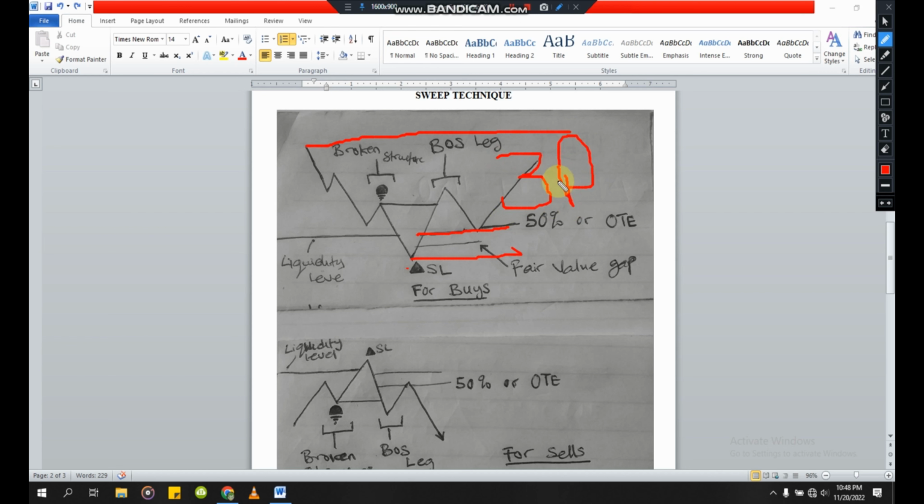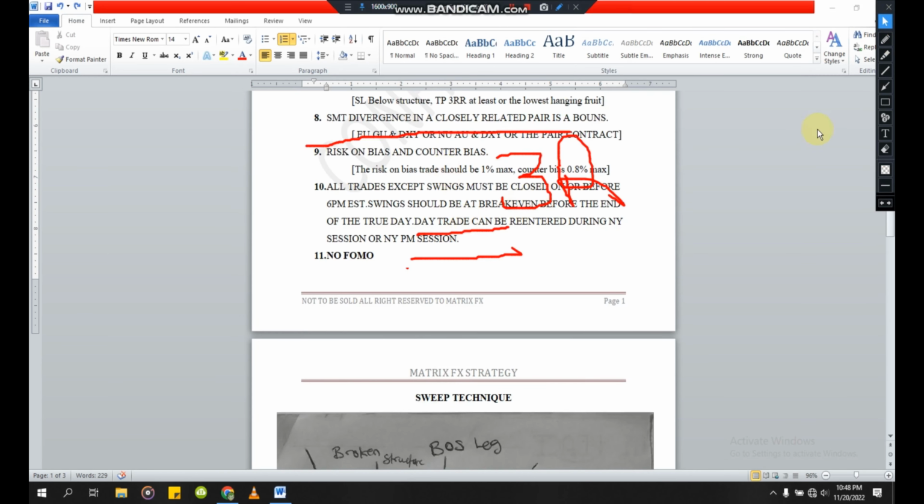For those who don't understand what 3 RR means, it means 3 risk to reward. That's to say, if you are risking $1, you should be getting $3 back from the trade. So for every $1, you get $3. That is my minimum, guys. For those of you who have watched the previous video, if you can recall, I talked about the 3 RR there, nothing less than 3 RR.